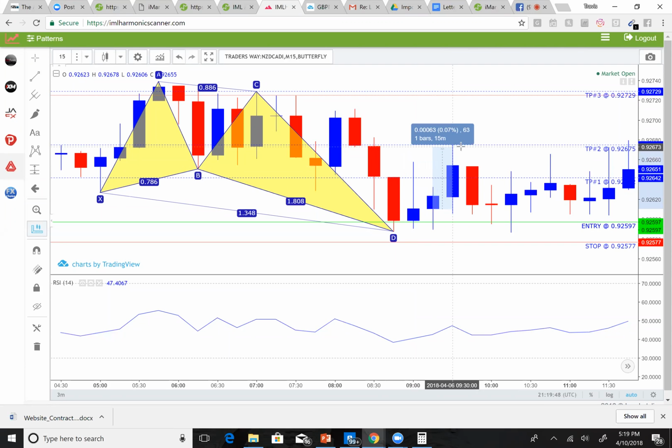All right? If you would have waited to take profit 2, you would have had 67. But these are just options that I'm telling you. Try this out in your demo account. You can use that strategy all day long. Open up your Harmonic Scanner and you can use this strategy all day long. There's no excuses, all right?